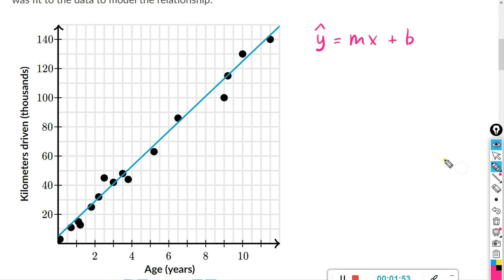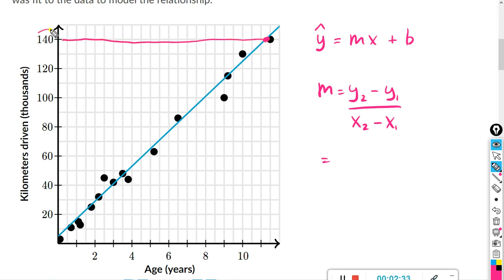So let's find the slope first. We know that the formula for slope is change in y, which is y2 minus y1, divided by change in x, which is x2 minus x1. So let's trace our line to the y-axis first. I could pick this point here, but I'd rather pick this spot here because it lines up with one of the numbers. So I'm going to start here and trace it to the y-axis. That's 140.